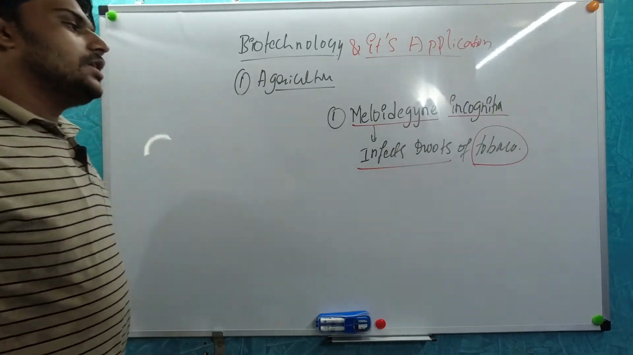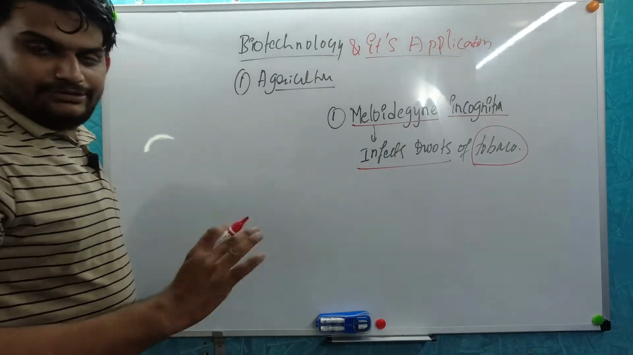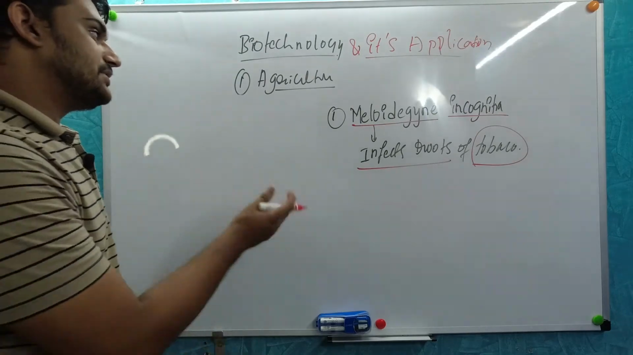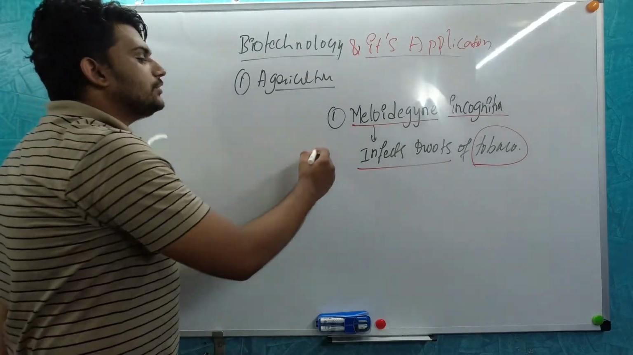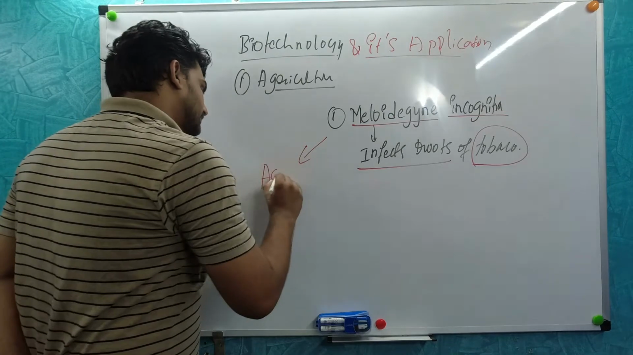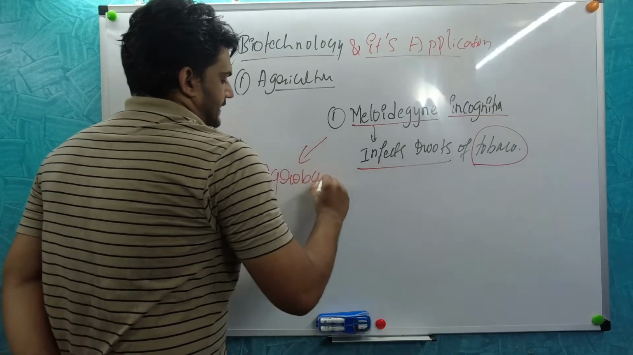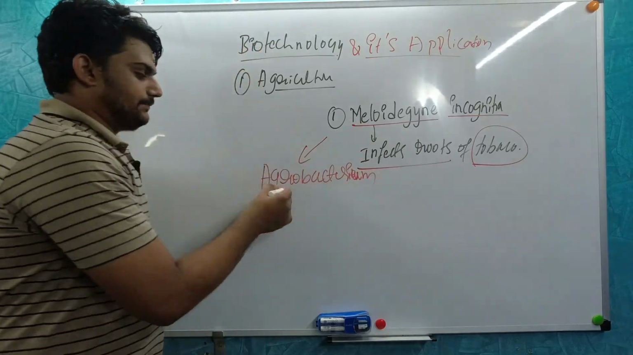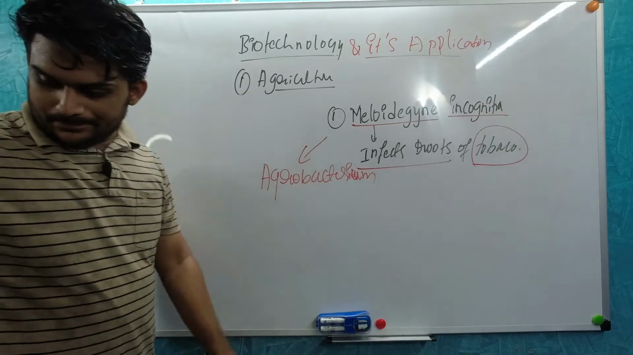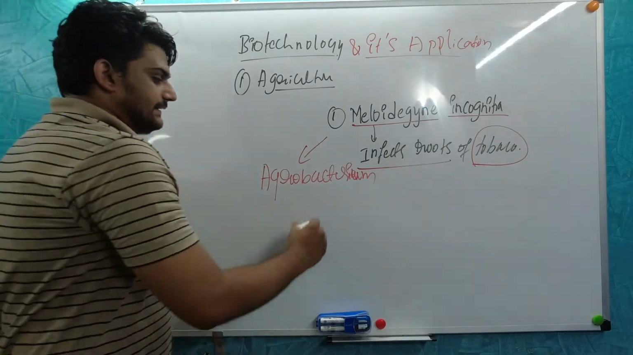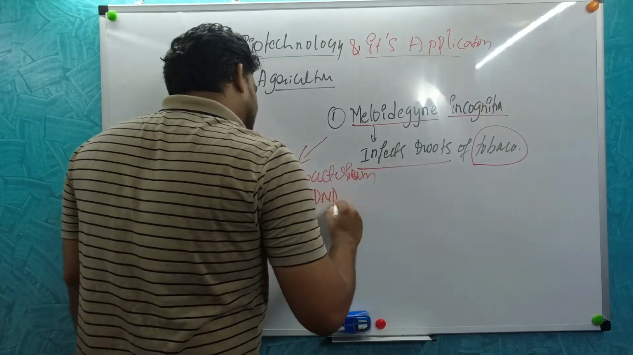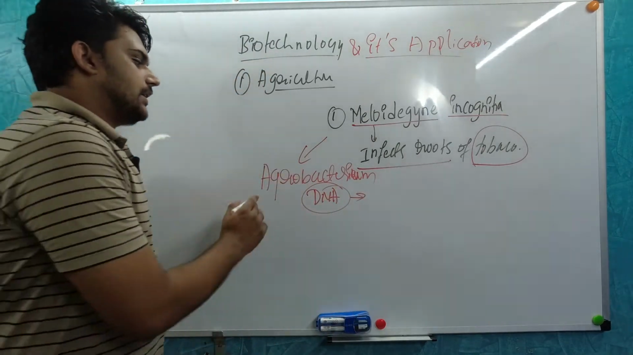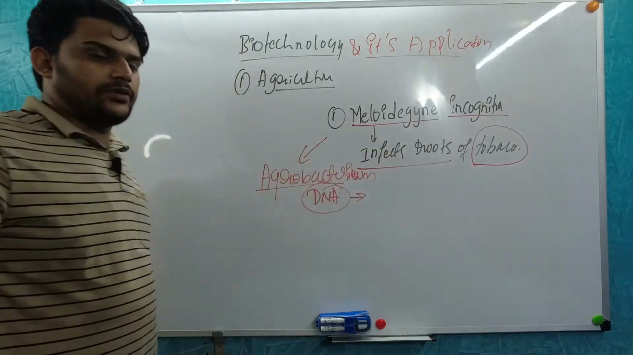Okay, fine. Now let's directly move to how it is going to be stopped using biotechnology. We are going to use Agrobacterium, where the DNA will be present inside it. Then we are going to inoculate that particular Agrobacterium into the roots of the tobacco.